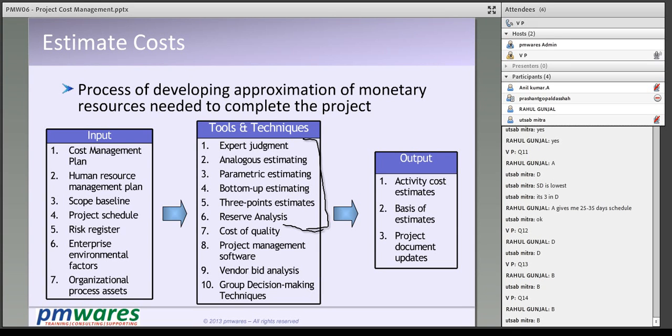What additional comes over here? There's something in the reserve analysis, so it's a little more than what we did in schedule. We also include the cost of the quality. We also talk about vendor bid analysis, and group decision making techniques is a tool which is always used in all kind of discussions. What additional comes over here is the risk register, because we need to consider the cost of the risk as well. What we come out with is the activity cost estimates and the assumptions we made, the constraints, the things which are basis for the cost estimating.